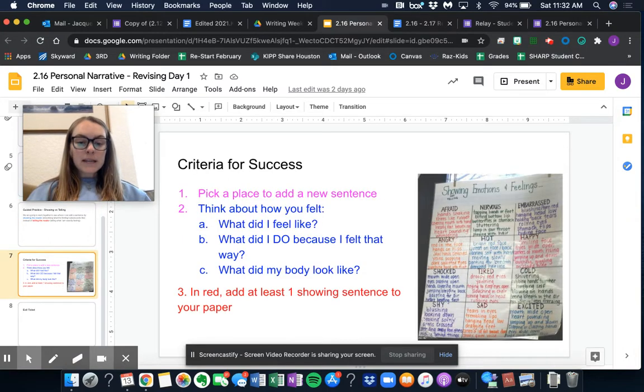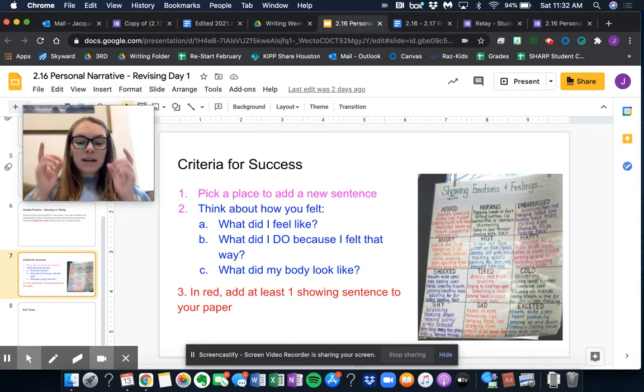There are three steps for our criteria for success. How many steps? Three. Step one is you just need to pick a place to add a new sentence in your writing. You need to pick a place to add a new sentence in your writing.